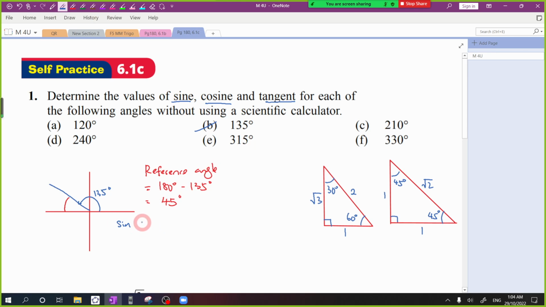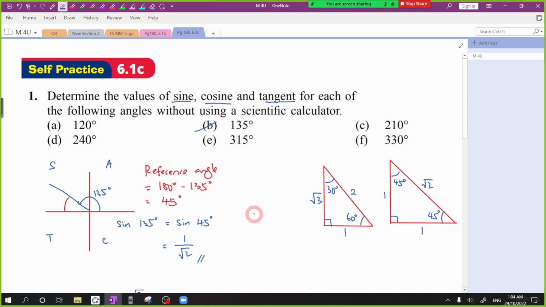Now, sine 135 degree is equal to sine 45 degree. Write this first. And then we start to think, should we add a negative sign? ASTC. So in this quadrant, sine should be positive, right? So we don't have to add a negative sign. Now we need to refer back to the triangle. Sine is SOH, opposite divided by hypotenuse, which is 1 over square root of 2. Okay, so this is sine 135 degree.